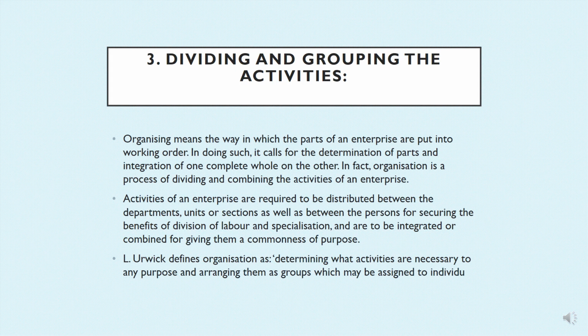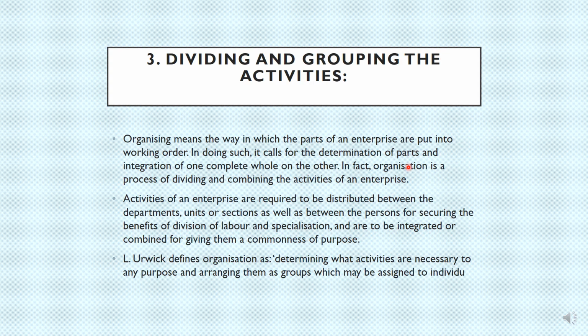The third is dividing and grouping the activities. Now, as we have defined it as a process and a structure, the third aspect is that there is a division of work and there is grouping of activities. Hence, organizing means the way in which parts of an enterprise are put into working order. In doing so, it calls for the determination of parts and the integration of one complete whole with the other. In fact, organization is a process of dividing and combining the activities of an enterprise.